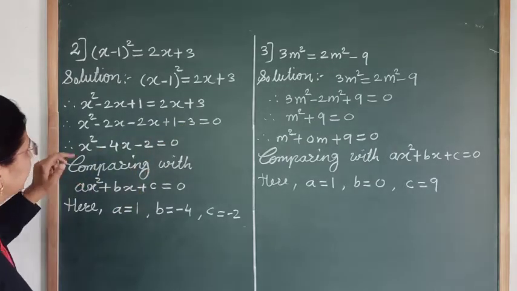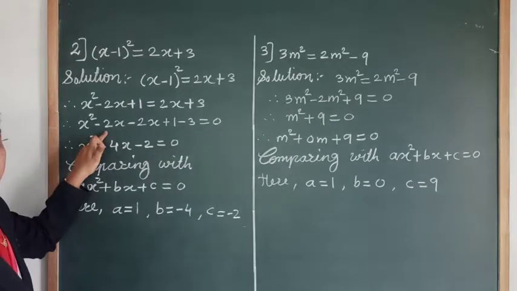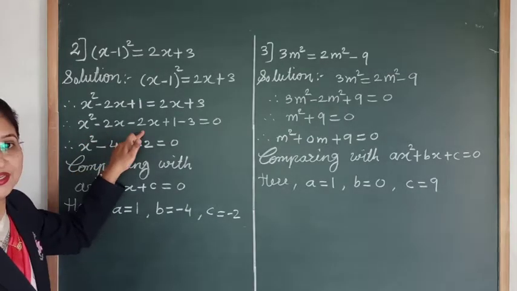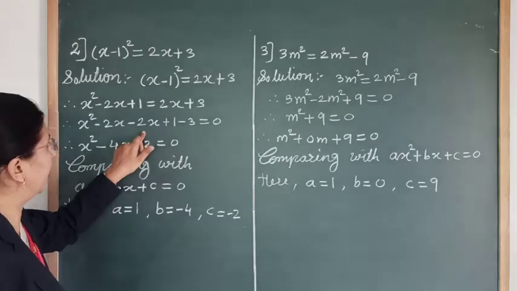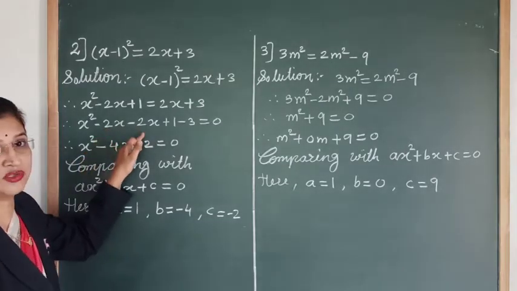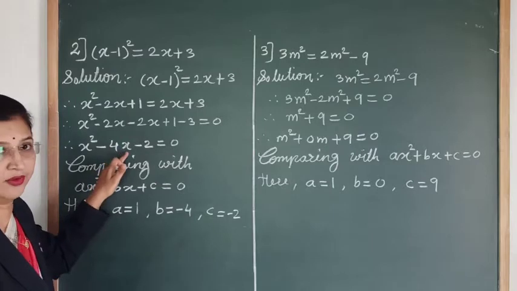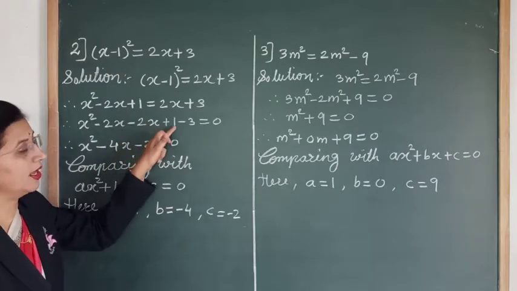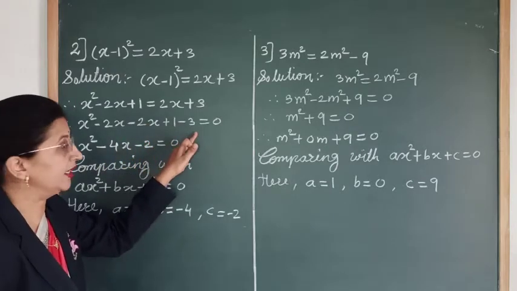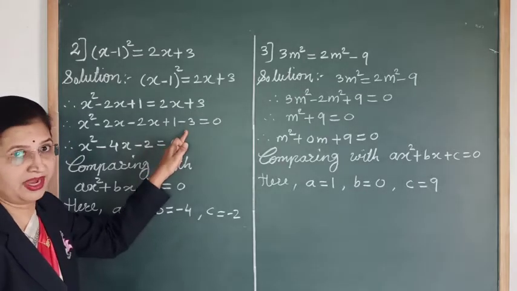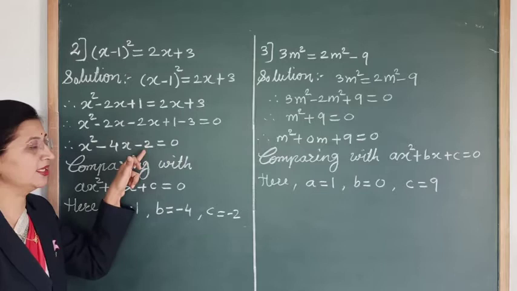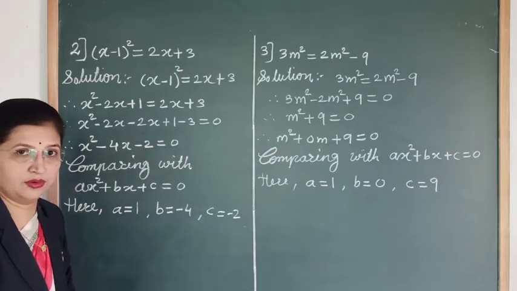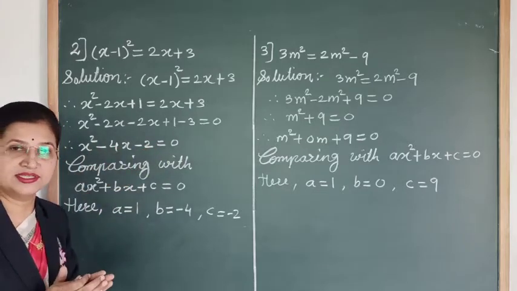Now let's solve this equation. x², now here −2x is negative, this −2x is also negative. Same sign, addition. So here 2x plus 2x, that is 4x, negative 4x. Now here 1 is positive, 3 is negative. Different sign, subtraction, and sign of the bigger number. That is 3 minus 1, 2. That is negative 2, is equal to 0. Okay, so we got the equation in the standard form.